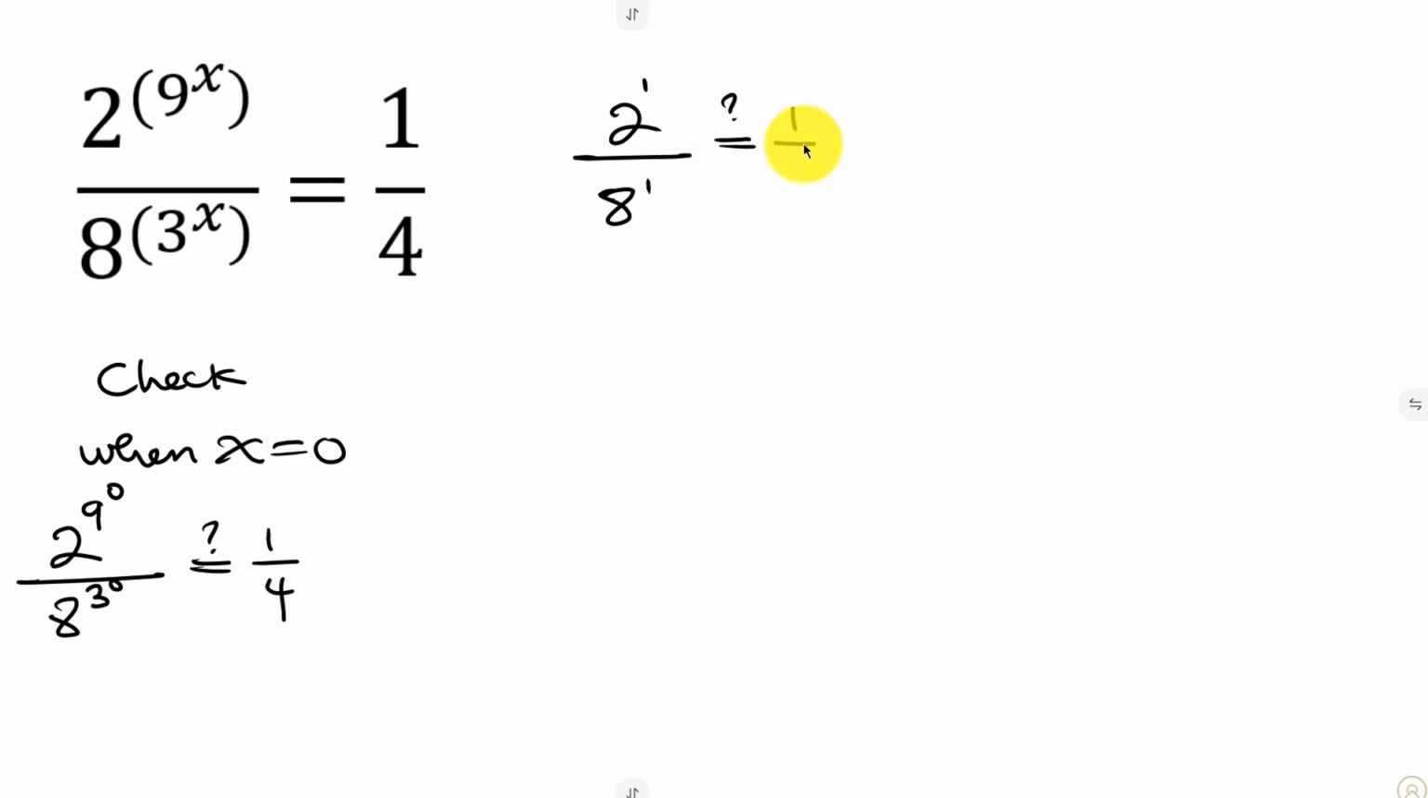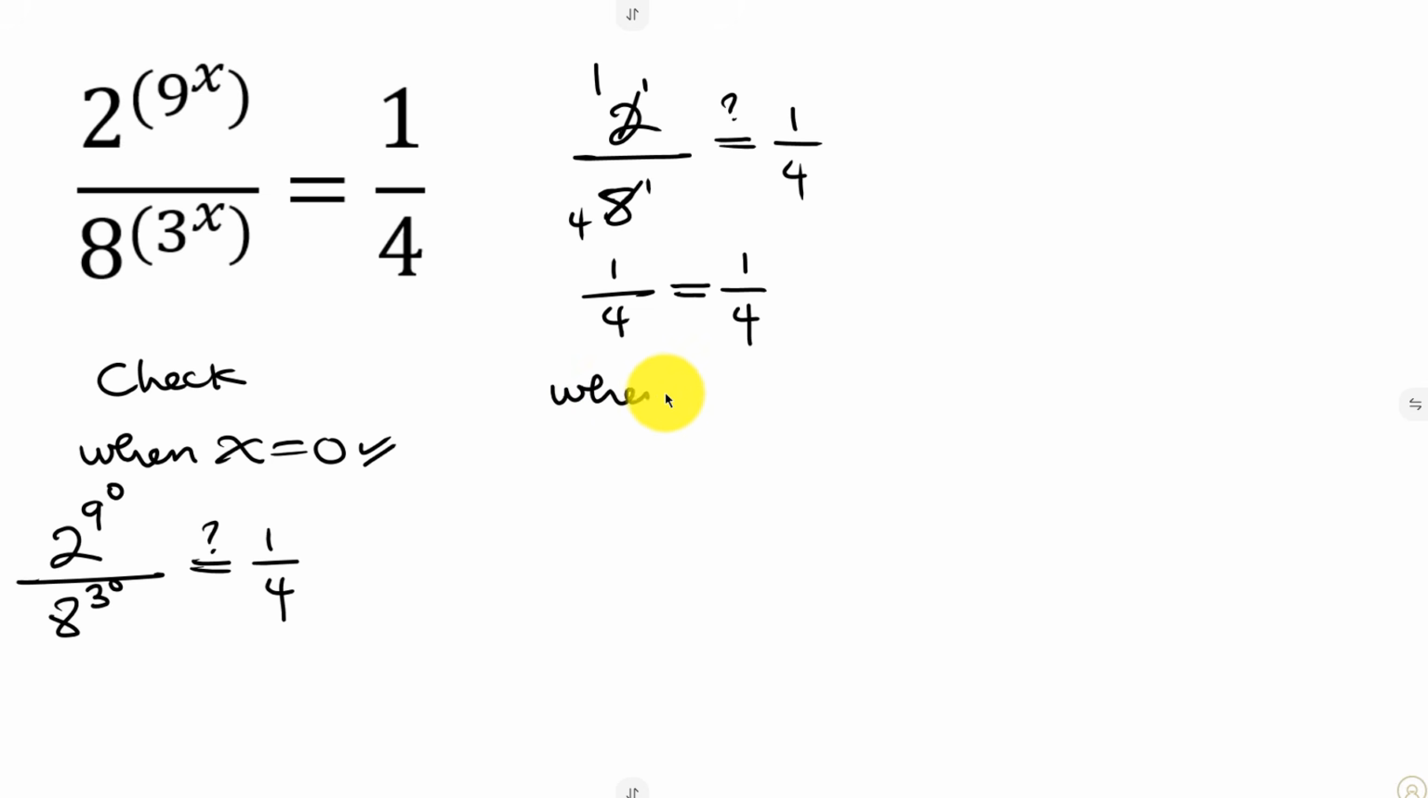So we're checking if we're going to be having 1 all over 4. So 2 to the power 1 is 2, and 8 to the power 1 is 8. So we can break this down. 2 divided here is 1, 2 divided here is 4. So we have 1 over 4 on the left, which is equal to the right hand side. So our value for x equal to 0 is correct.